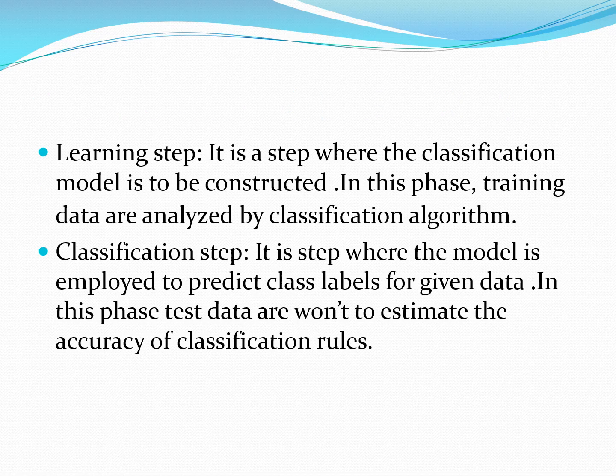Now let us see what is the learning step. It is a step where the classification model is constructed. In this phase, training data are analyzed by a classification algorithm. Classification step: it is the step where the model is employed to predict class labels for given data. In this phase, test data are run to estimate the accuracy of classification rules.